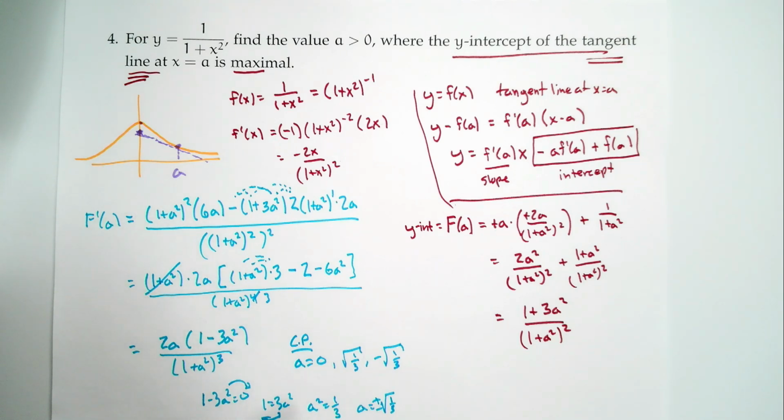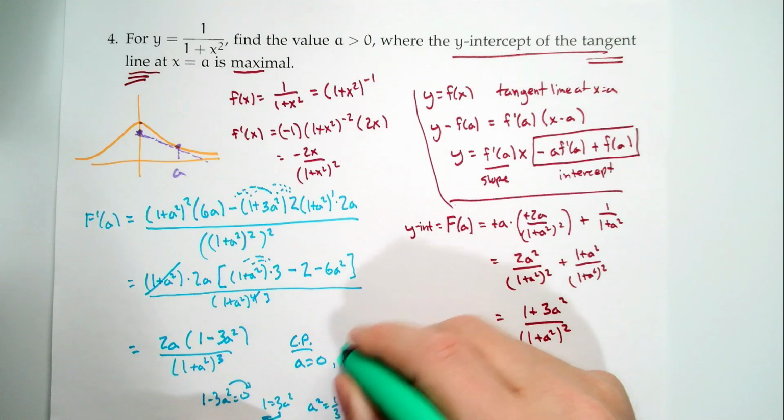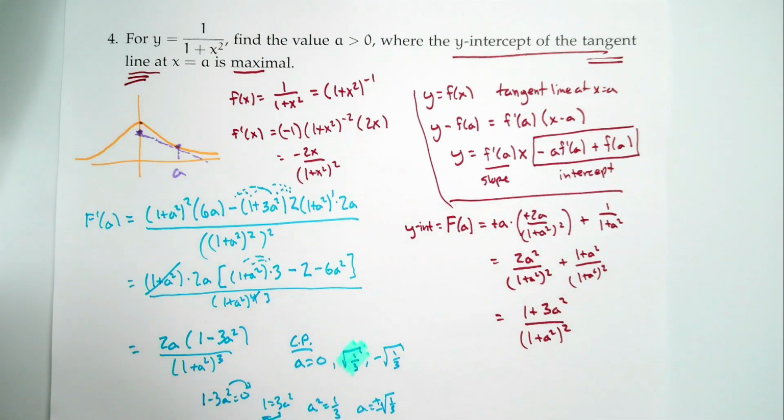So it can't be the 0, can't be the negative, which means we only have one candidate left, and that's our answer. So it must be the square root of 1/3. Now, technically, what should we do? Well, technically, if we wanted to be really, really careful, we would test square root of 1/3.